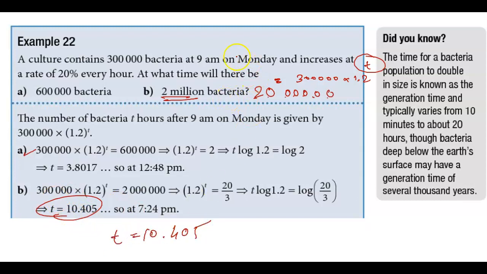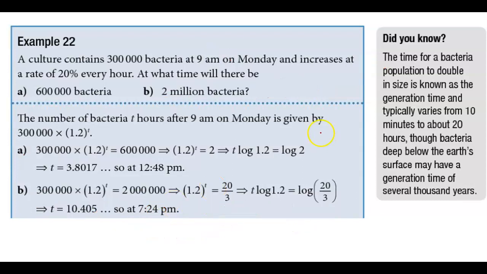10.405, right? It was 9 a.m. 9 a.m. plus 10 will be something like 19, and 19 means 12 plus 7. It will cross 7 p.m. And now 0.405 hours. Convert this into minutes and add up that timing, and that will be approximately 24 minutes, right? 7 p.m. and 24 minutes. Okay, this will be your final answer.